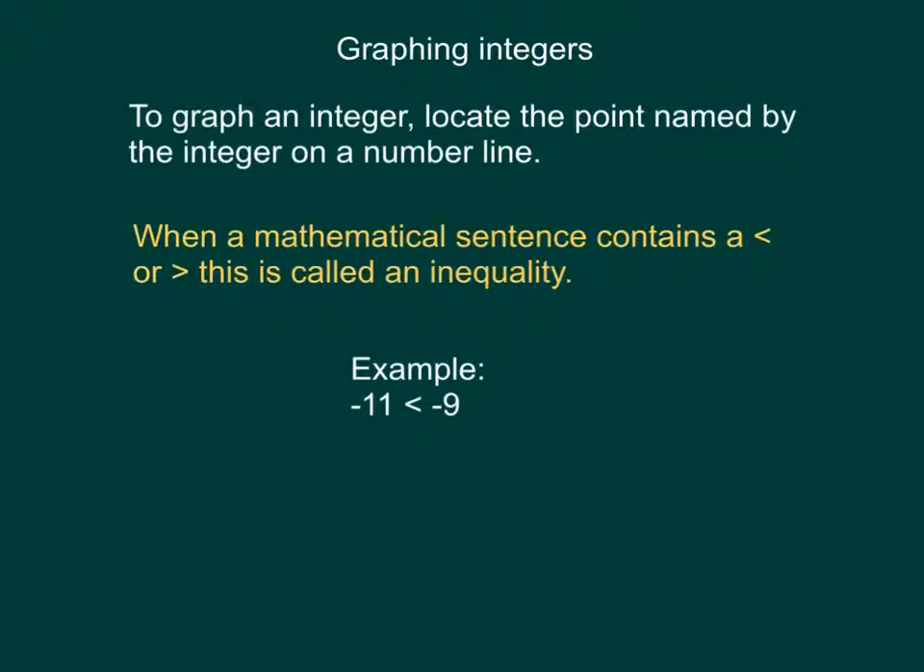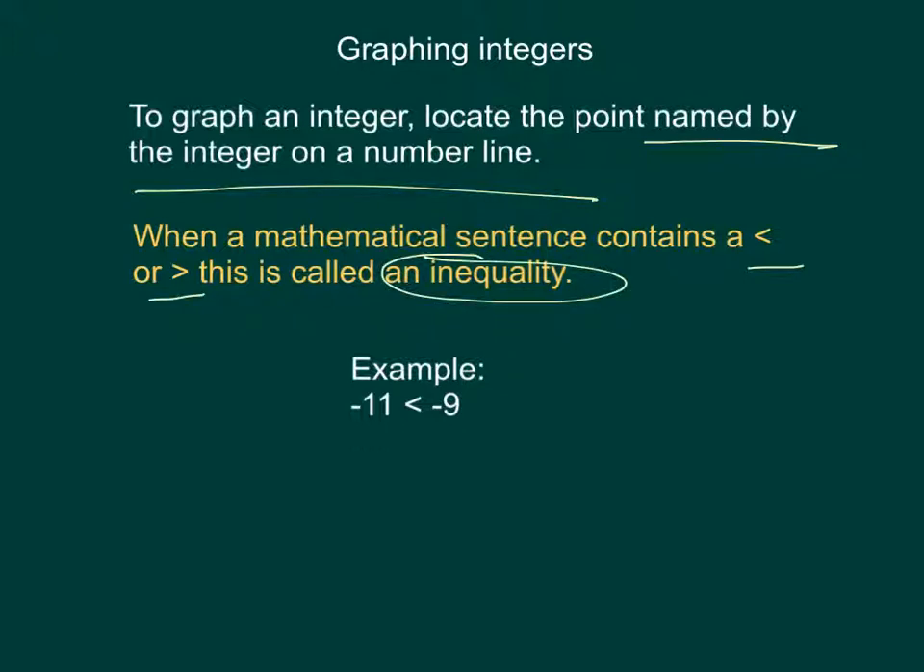So we're able to graph integers on a number line. To graph an integer, you locate the point named by the integer on a number line. When a mathematical sentence contains a less than or a greater than sign, this is called an inequality. We're also able to graph inequalities on a line, just as if we were graphing an integer. So here's an example of an inequality. -11 is less than -9.